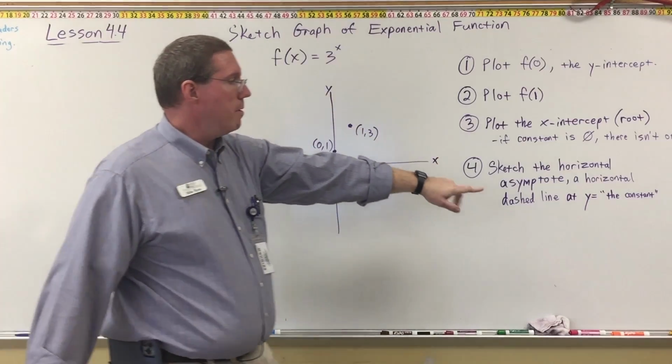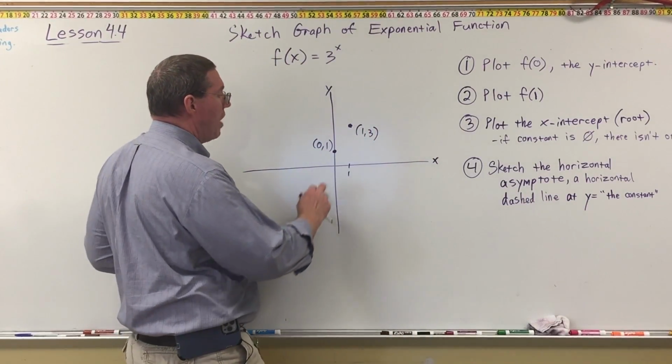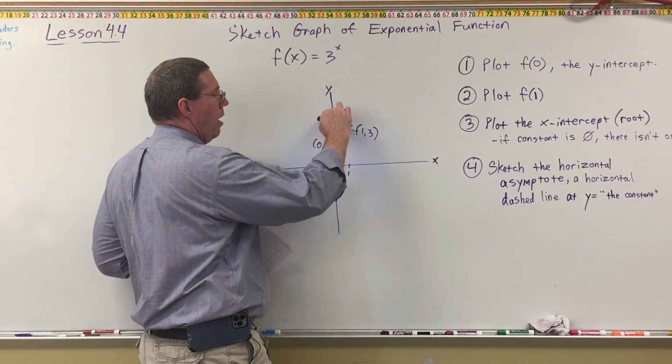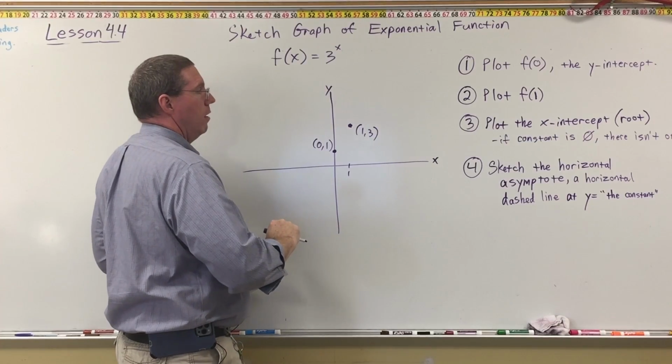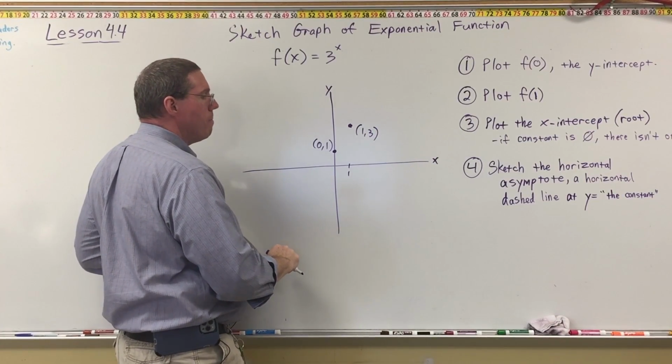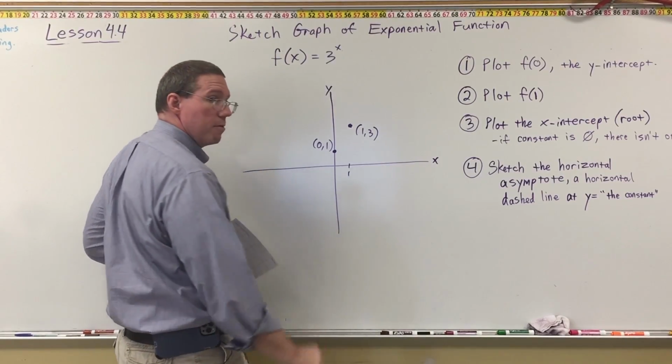Y equals means a horizontal line. Y equals 5 would be a horizontal line up at 5, where y equals 5. Horizontal line at y equals 5. Y equals -3 would be a horizontal line down at -3. It would go sideways, okay?